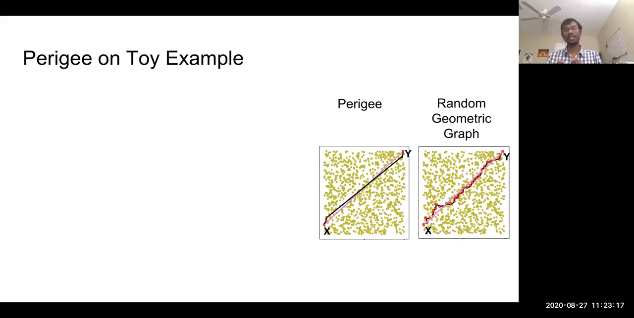So just to give a sneak peek of the algorithm, we run Perigee on the toy example that I talked about before. And as you can see here on the topology that Perigee finds, the shortest path between the 2 points x and y is much closer to the geodesic shortest path from x to y. But that's not the only thing.